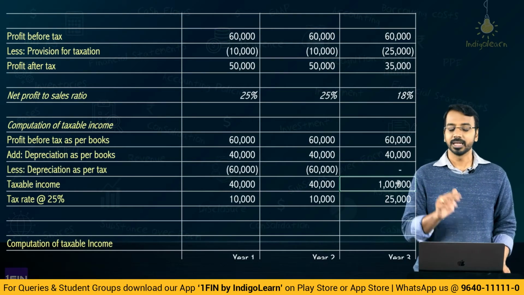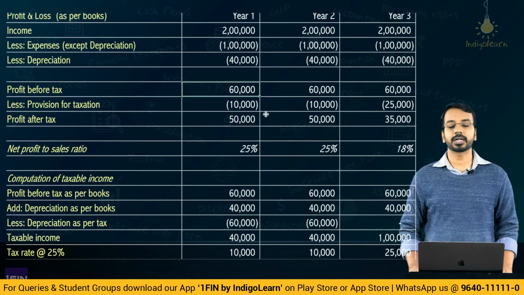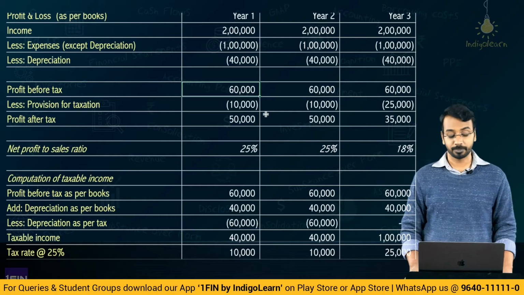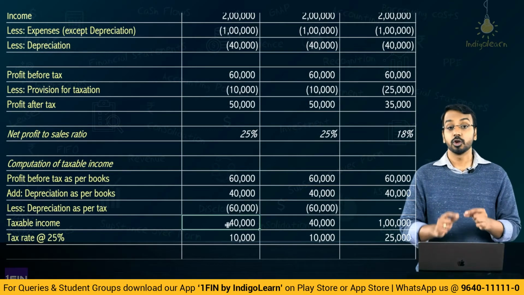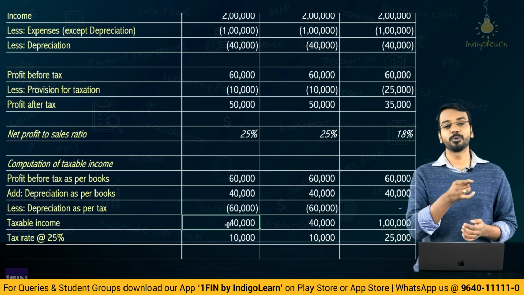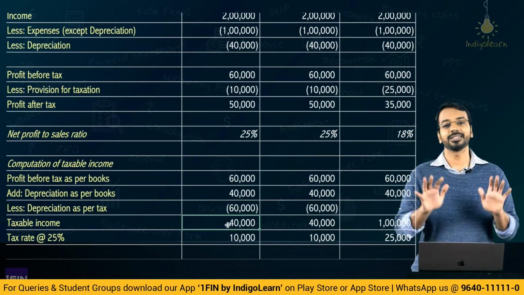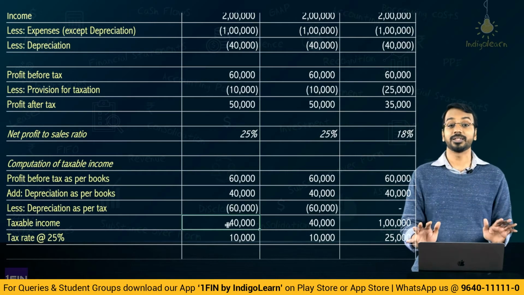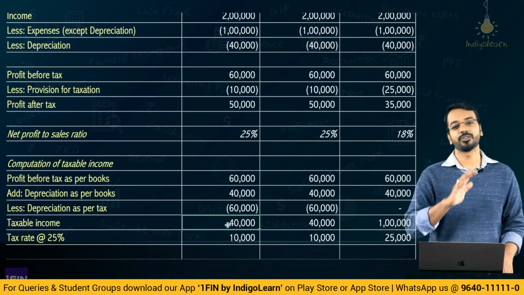What do I mean by that? I have a profit before taxation of 60,000, and I am providing for tax only considering 40,000 of income. I am not providing tax expense for this difference of 20,000. Though I am showing profit, I am not booking the corresponding tax expense. This is violating the matching concept, because you have recognized income, but the corresponding tax expense you have not recognized.